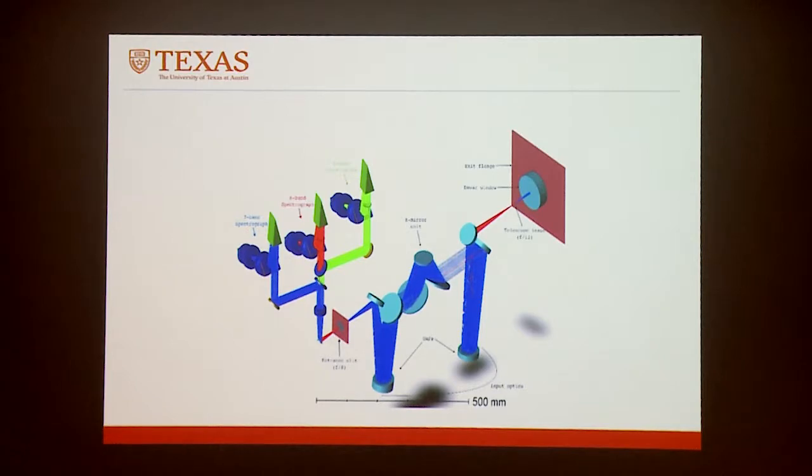So it's got very few parts in it, and the parts, all the coatings and everything, are narrowband coatings that are optimized for this particular set of wavelengths.